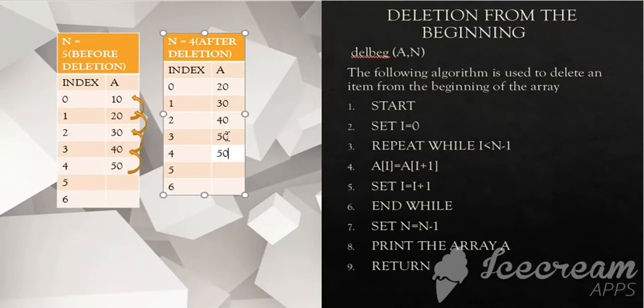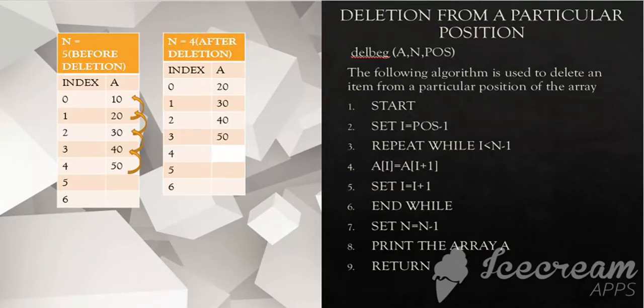The only thing we have to do is that all the elements are shifted one step upwards from the second element onwards. That is, the second element is shifted to first, the third element is shifted to second, and so on. So the first element gets removed from the array. Hope you understood the concept. And next we will move on to deletion from a particular position.